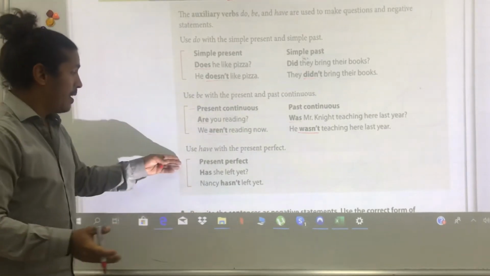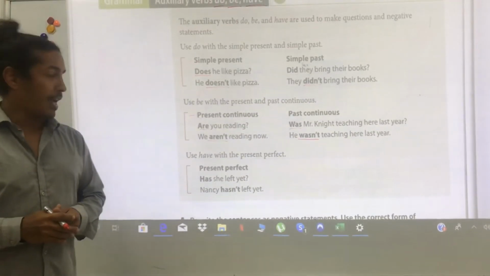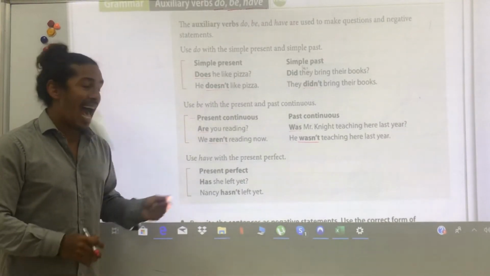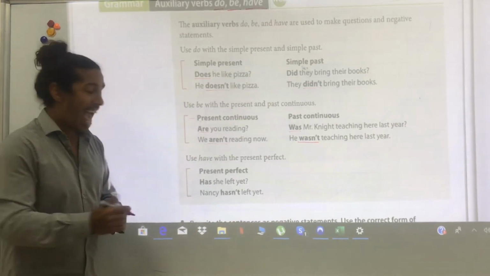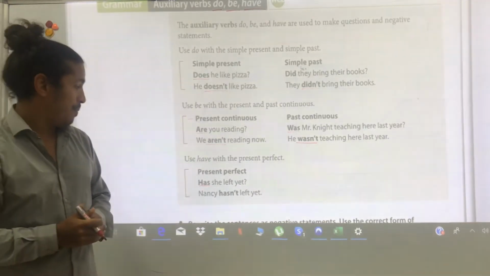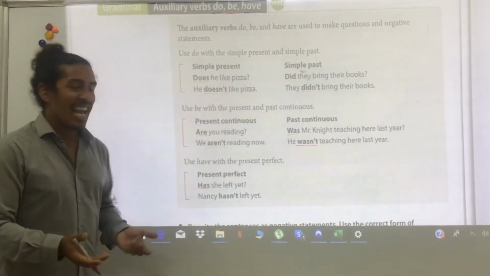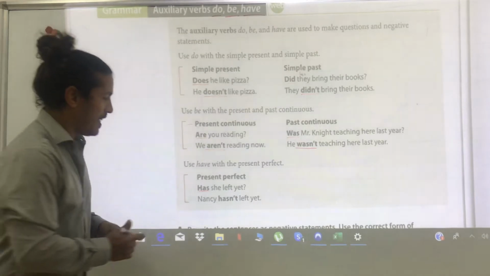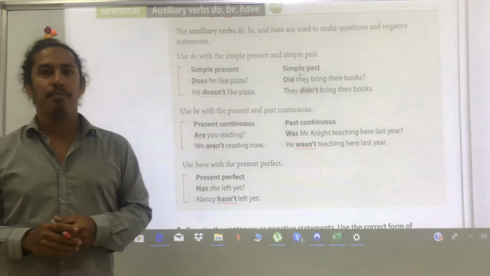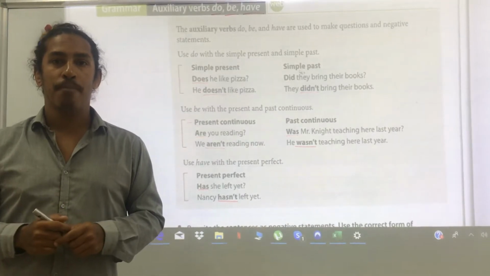Moving on, we use have with the present perfect. Okay? So for the present perfect, the first example is, has she left yet? Has, present perfect, she left yet? And then the second example, the negative statement. Nancy hasn't left yet. Okay, guys, that should be a review for you. Hopefully you understand and we can move on from there.